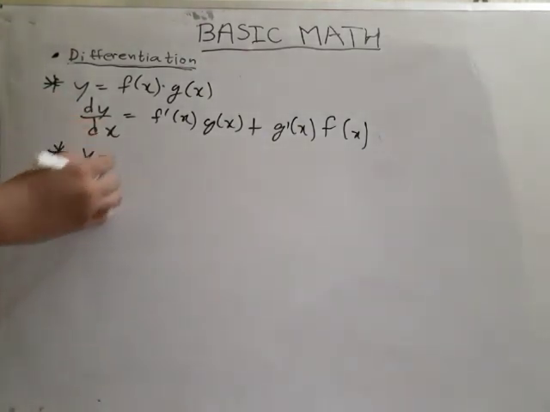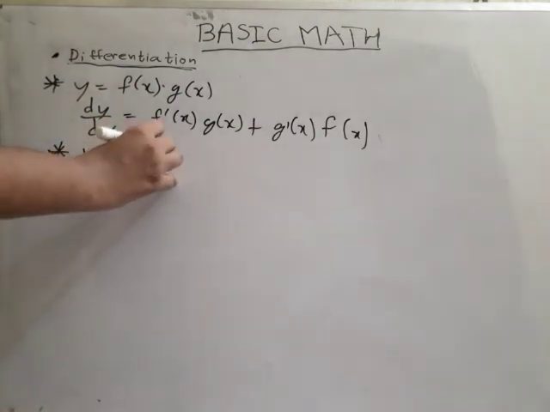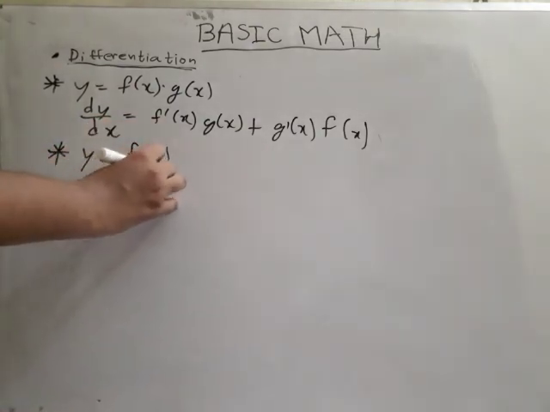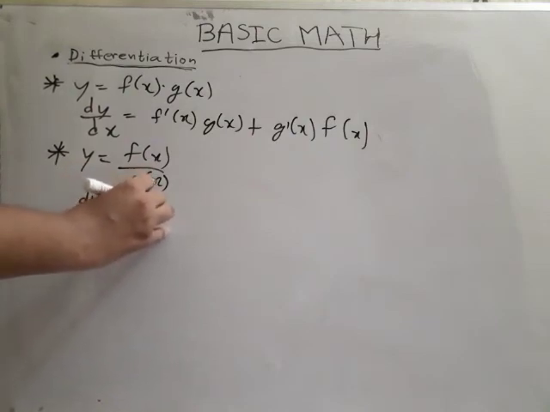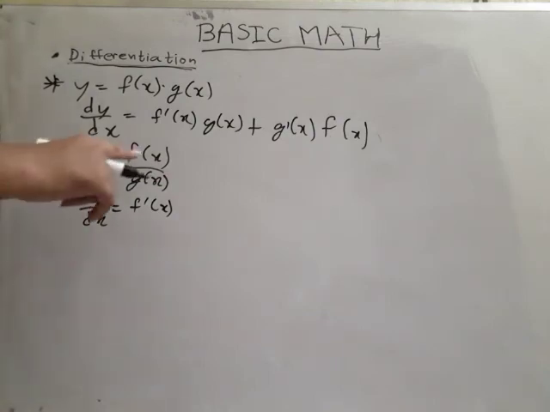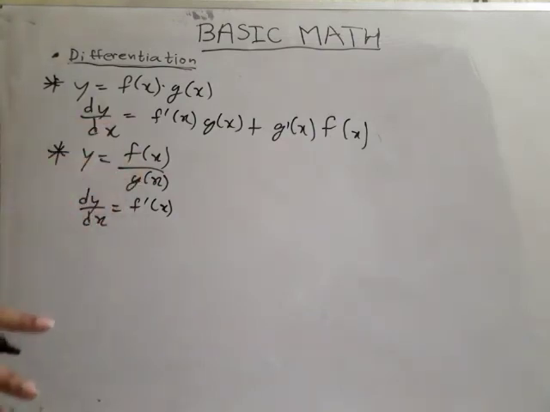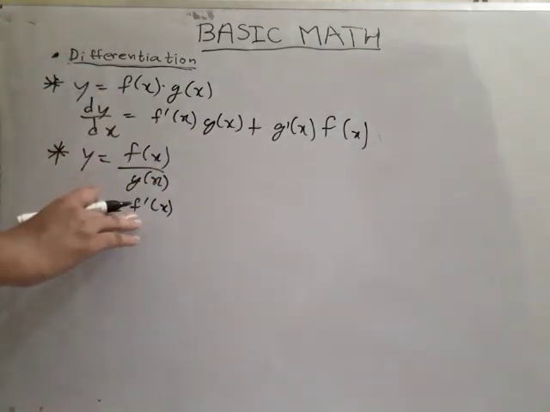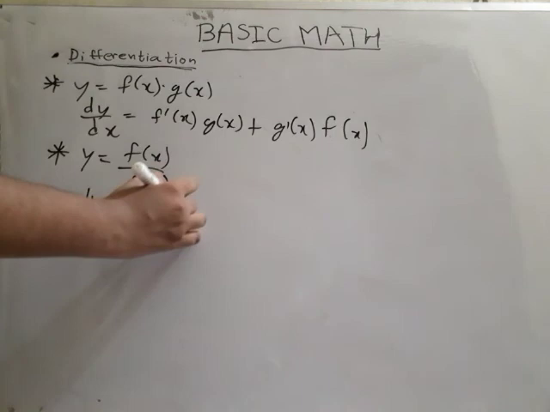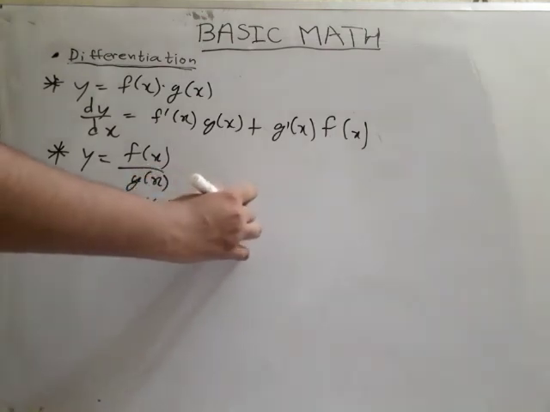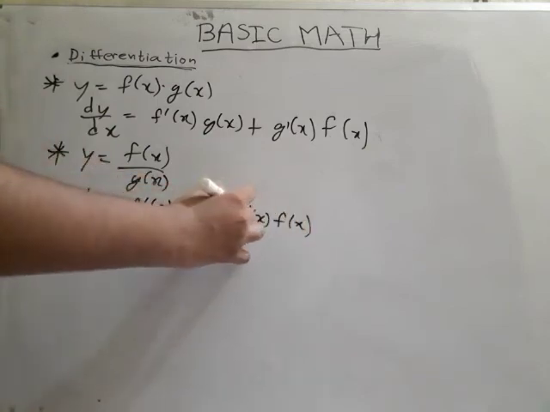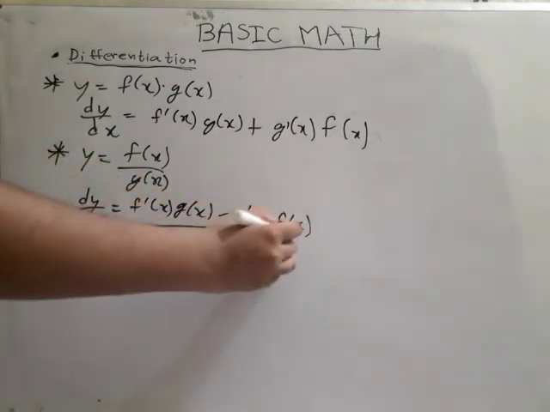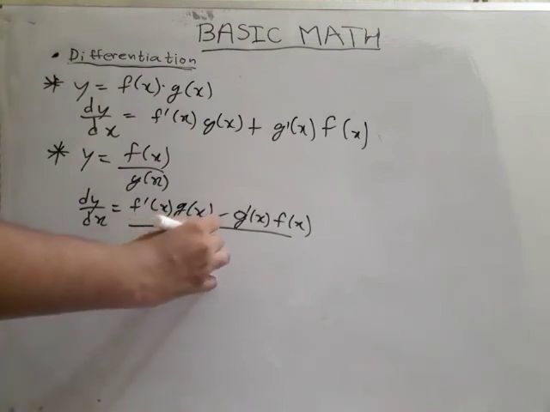Now, y is given as a ratio of two functions, meaning f(x) by g(x). Then dy by dx is given by f dash x. Remember, here you cannot alter, you have to take the numerator first. Here numerator is f(x), so f dash x g(x) minus g dash x into f(x), divided by square of g(x).